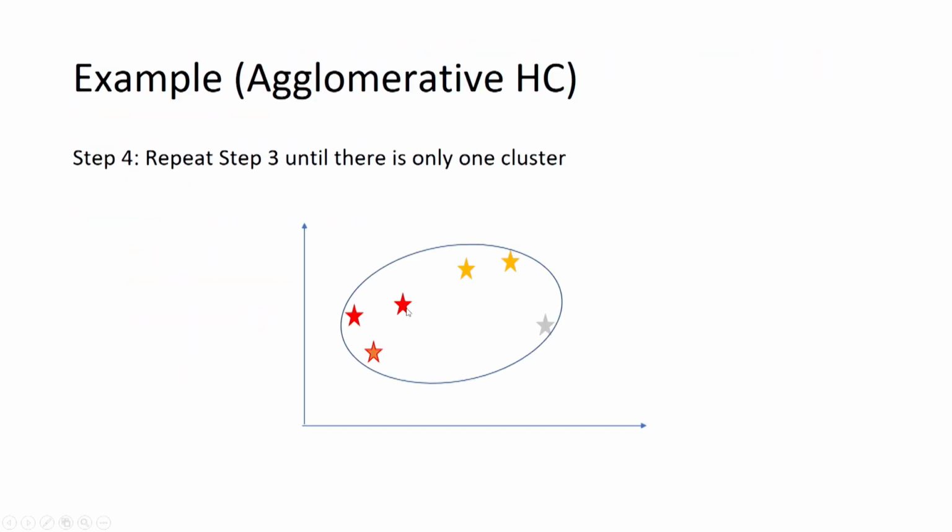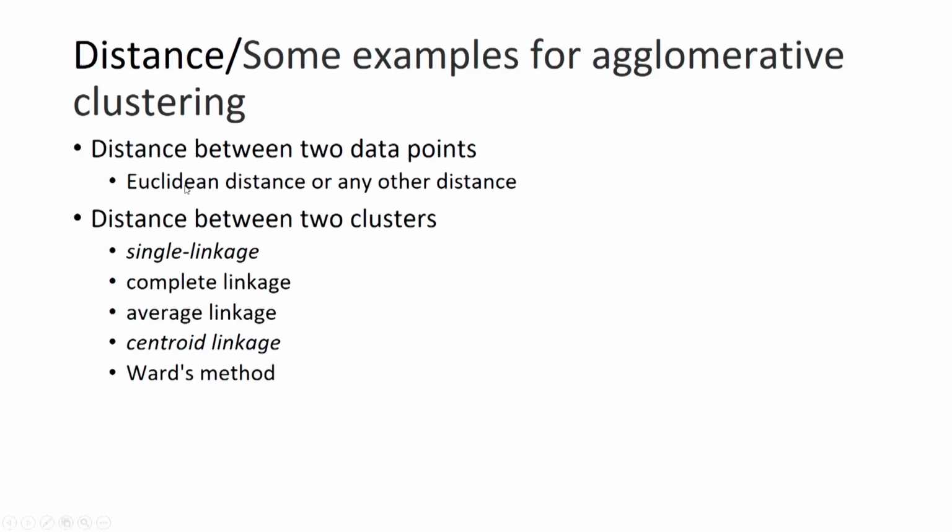Now, there are some questions that can occur in our mind. First of all, initially all data points are treated as different clusters. So, how will we find the two closest data points? It means we should use some distance metric, and we can use Euclidean distance or any other distance metric here, and in this way we will find the two closest data points and merge them to form one cluster.